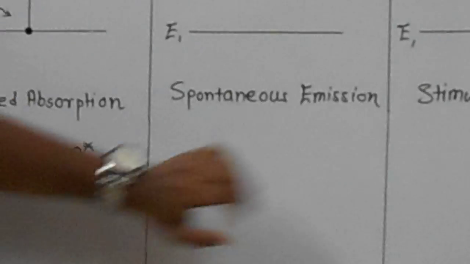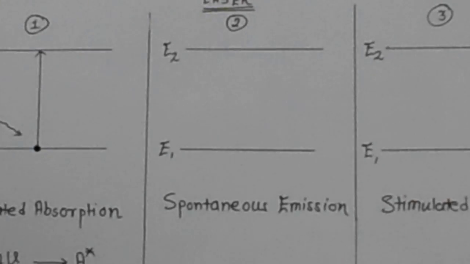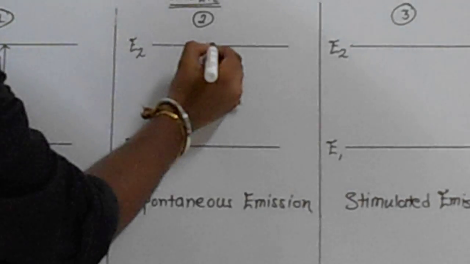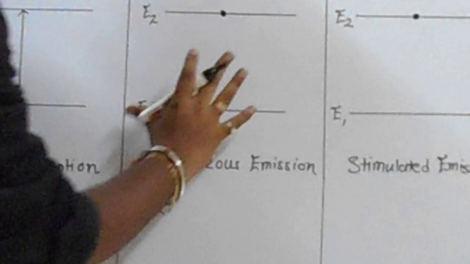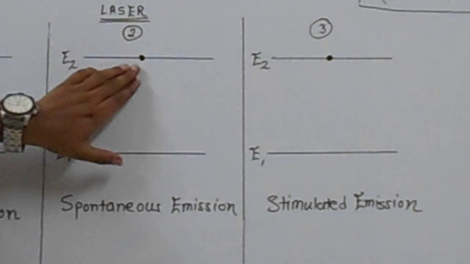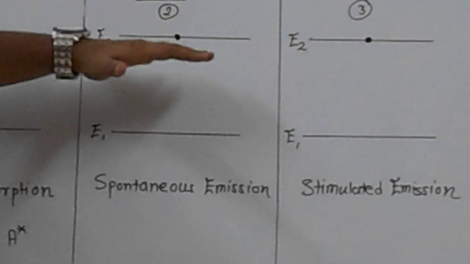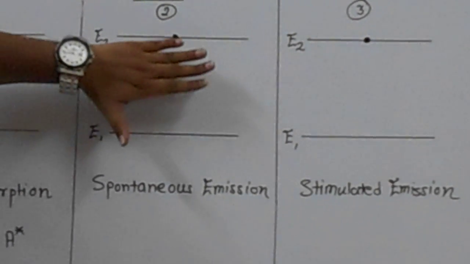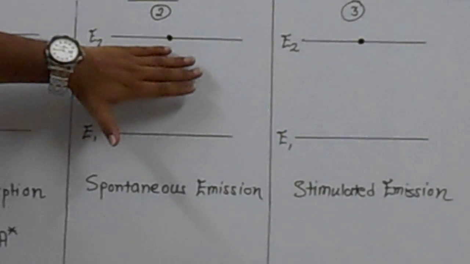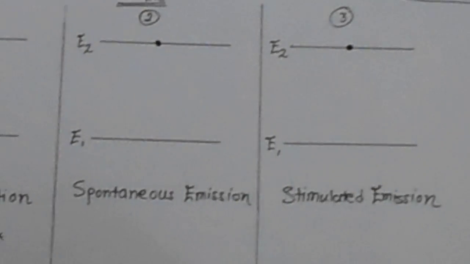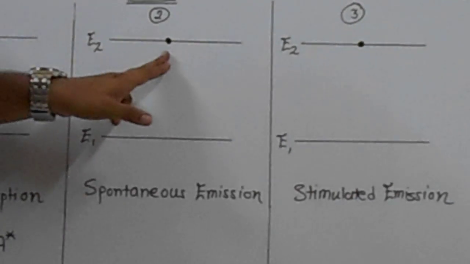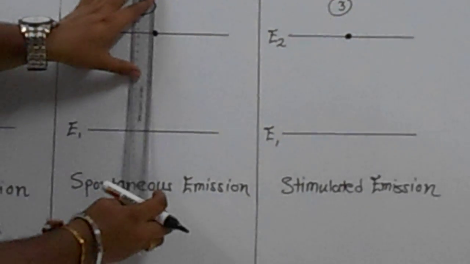Now let us learn what the second process is. It is spontaneous emission. For an emission process, whether spontaneous or stimulated, initially the electron must be present in the upper level. So let us consider that for spontaneous emission the electron is present in the top level. Now the upper levels are non-equilibrium levels. The electron will not prefer to stay there for a longer time. So the electrons which we send to the upper levels by supplying some energy will not stay there for more than 10 raised to minus 8 seconds.